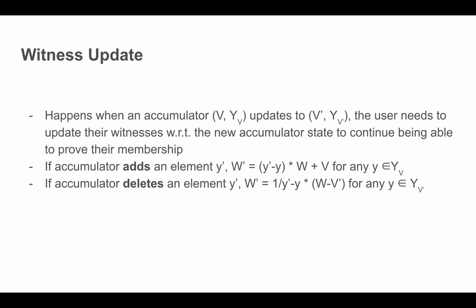To update the witness, again this is just for a single update. To add an element, you update by computing (y prime minus y)^-1 times (w minus v), where y prime is the new value and y is for all values in the current element. And to delete, you just need 1 divided by (y prime minus y) times (w minus v prime).